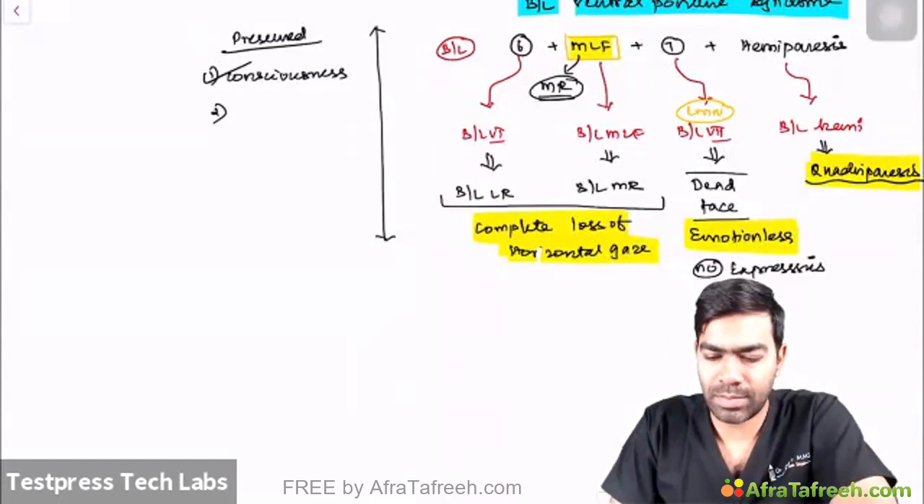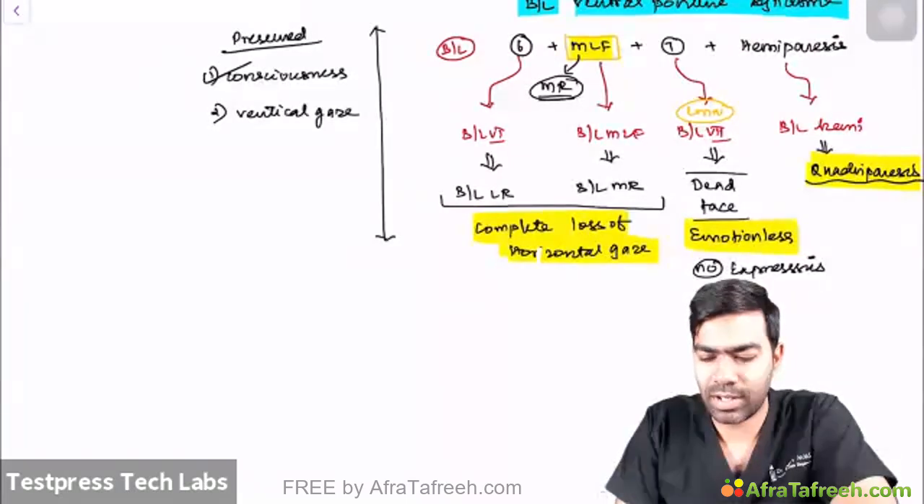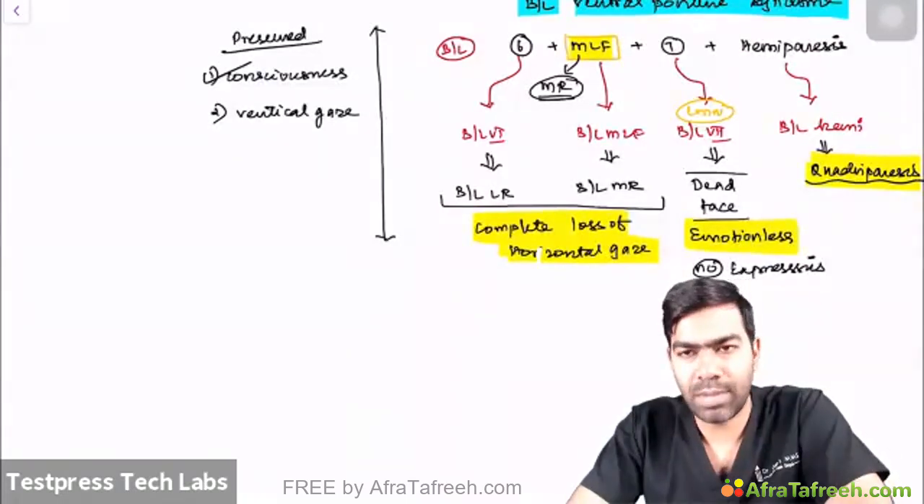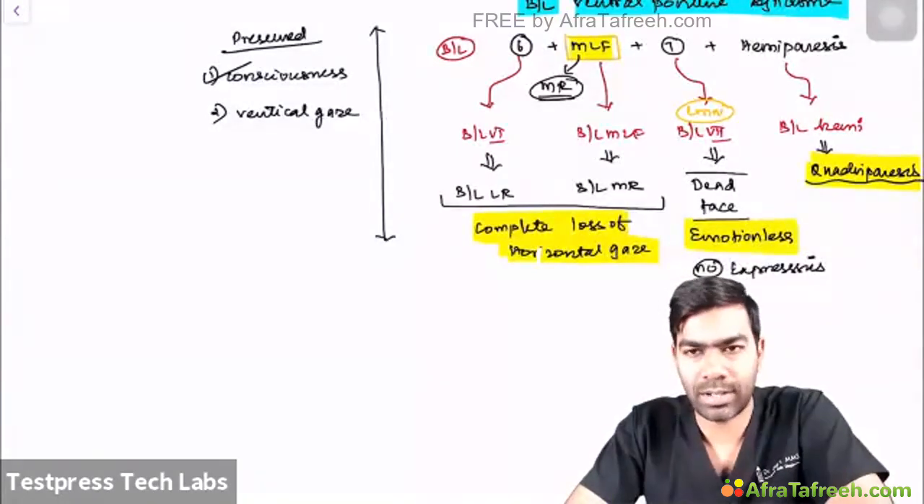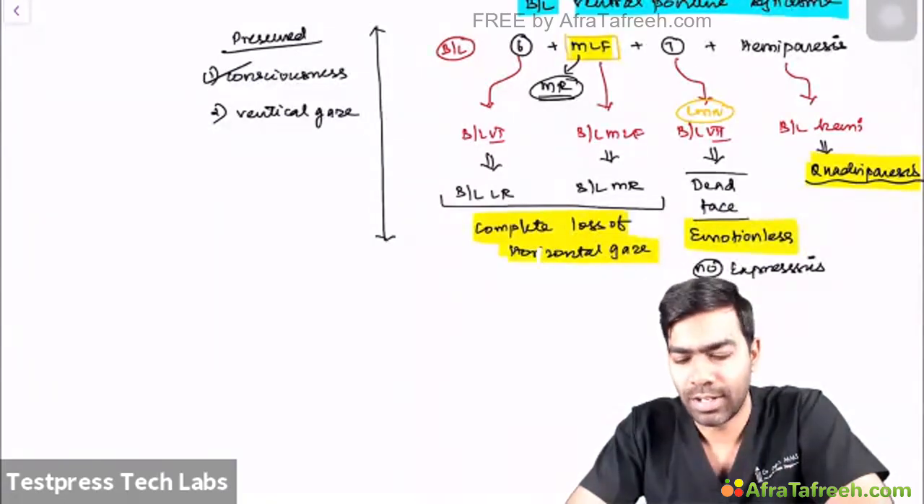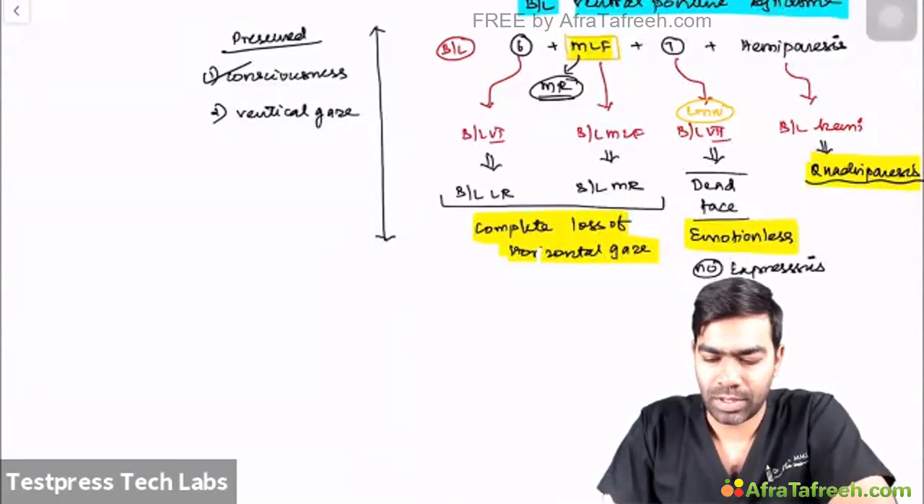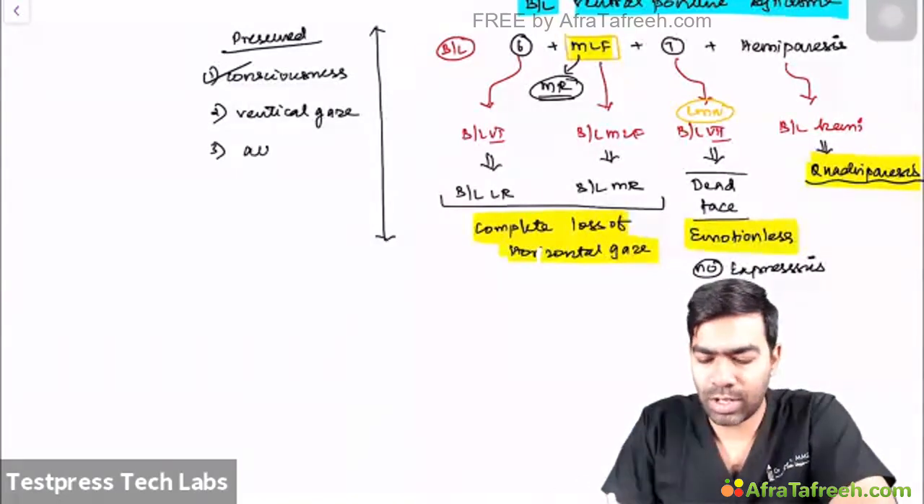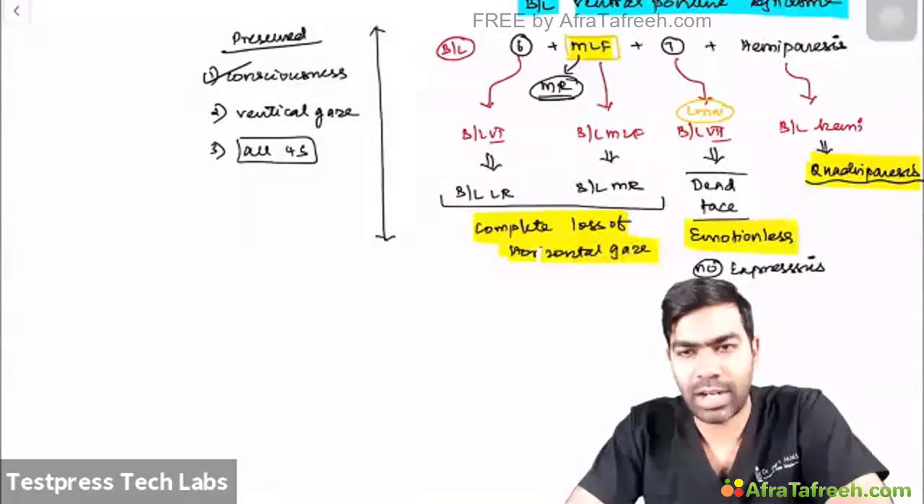And the second thing that is preserved is vertical gaze. Vertical gaze will be preserved here, which means the patient can move eyes up and down to some extent. Not completely, but depending on the damage, they can move the eyeballs vertically up and down to a great extent. Number three, all the lateral structures are preserved, which means it's a medial syndrome basically. It's not a lateral syndrome, which means the side structures are preserved here.